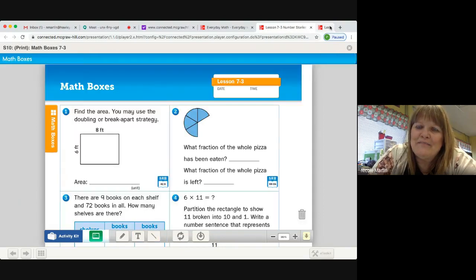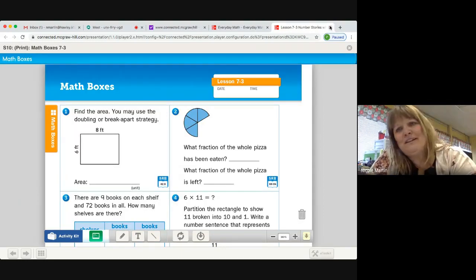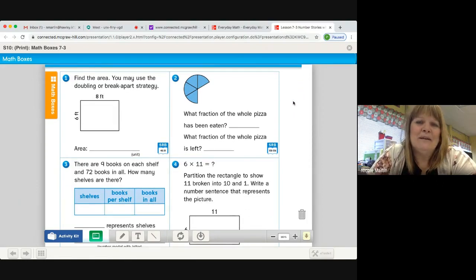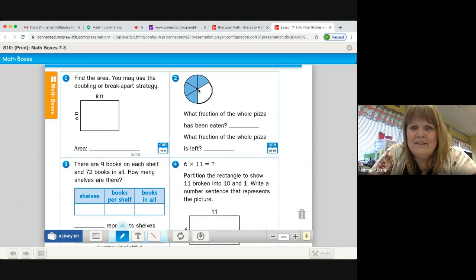While I switch us out to math boxes, you can turn the page to page 226. Let's take a peek at what our math boxes entail today. Number 1, you're looking to find the area. Area is the inside. You can use doubling, you can break apart, you can use a number model, whatever you need to do to find area. Number 2, what fraction of the whole pizza has been eaten? I really like to fill that pizza in so it looks a little bit easier to understand. And what fraction of the whole pizza is left? Remember, you ate the white part and the blue part is left.